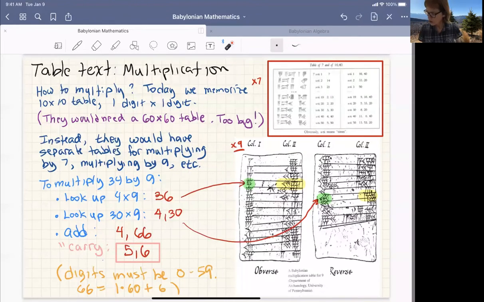Okay, so here's an example. How would you multiply 34 times 9? Well, you'd multiply the 4 times 9. And if we look over here on this table, this circled in green or highlighted in green is 4. And then you look on the other side, and that's 36. So this is 3 10s and 6 1s.